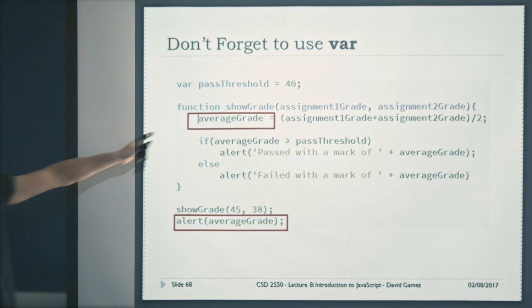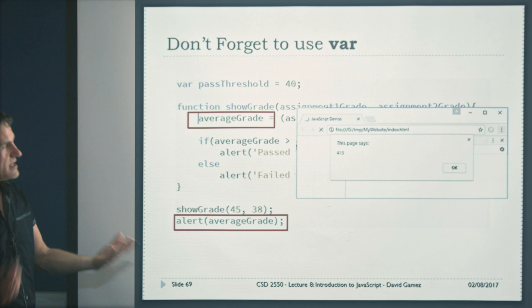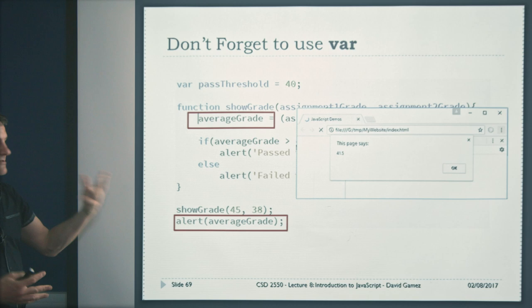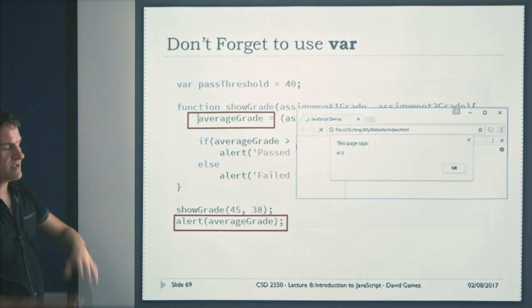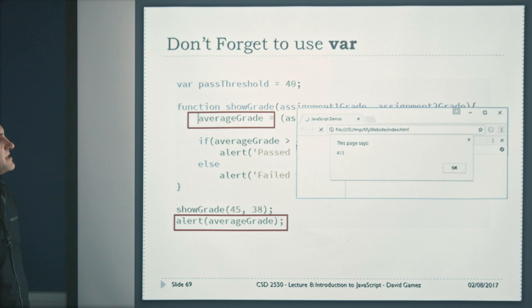If I forget to use var and I call alert average grade, then I can get the value of average grade. It immediately becomes a global variable, which means lots of trouble. It means that this variable can be mixed up with all kinds of other variables. It can get very confusing. I might use average grade in another function. It's just going to be a mess. So just be really careful to use var when you declare variables, otherwise they immediately become very global in scope.